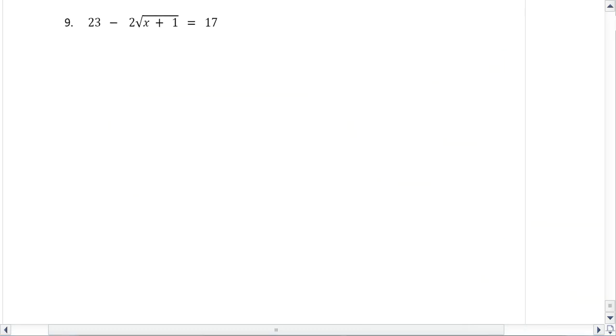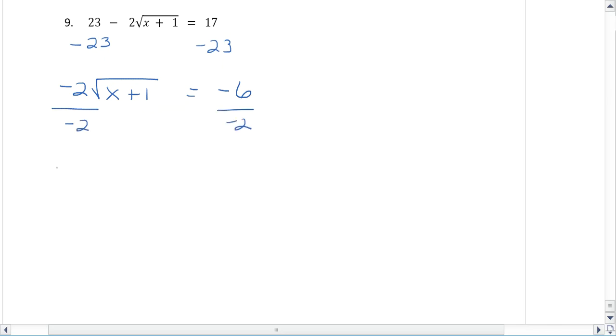All right, let's look at example 9 now. We have a lot of cleaning up to do to isolate this radical. The first step we need to do is subtract a 23 from both sides. So that leaves me with negative 2 times the square root of x plus 1 equal to 17 minus 23, if I did that right, is negative 6. Next step, we need to divide both sides by a negative 2. I get square root of x plus 1 equals 3.